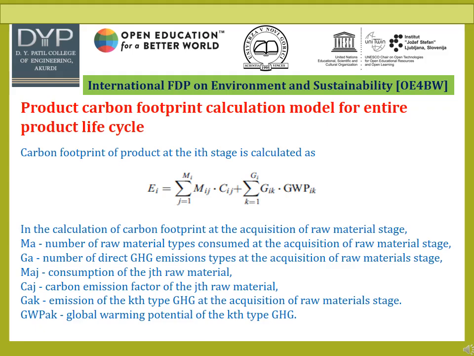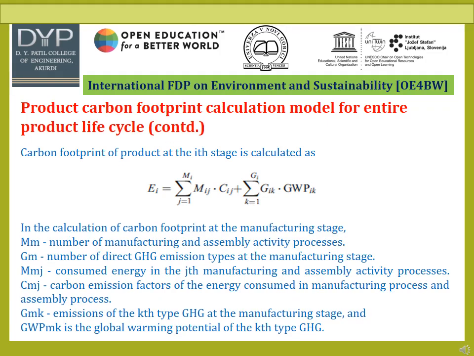So MA will represent the number of raw material types consumed at the acquisition of raw material stage. GA represents the number of direct greenhouse gas emission types at the acquisition of raw material stage. MAJ represents consumption of the jth raw material. CAJ represents the carbon emission factor of the jth raw material. GAK represents emission of the kth type greenhouse gas at the acquisition of raw material stage. GWPAK represents the global warming potential of the kth type greenhouse gas.